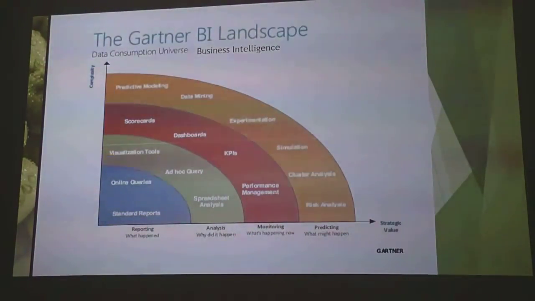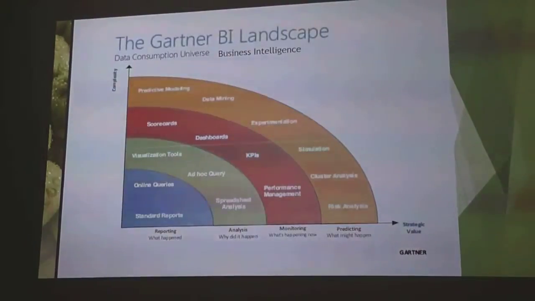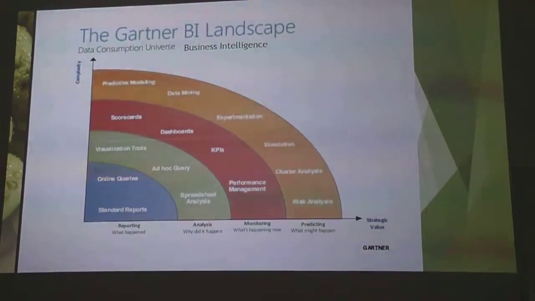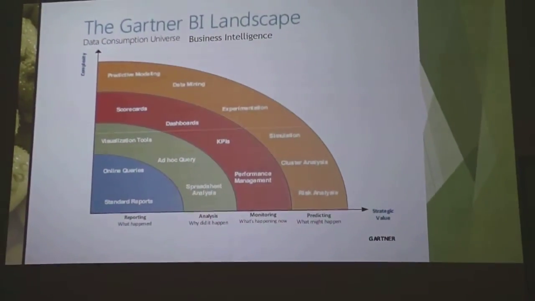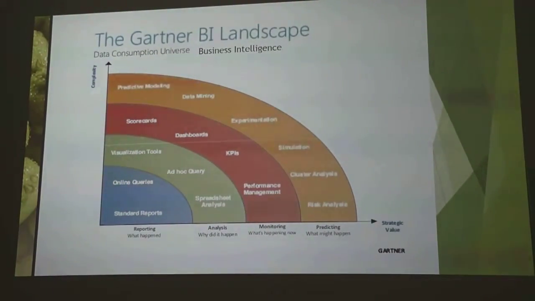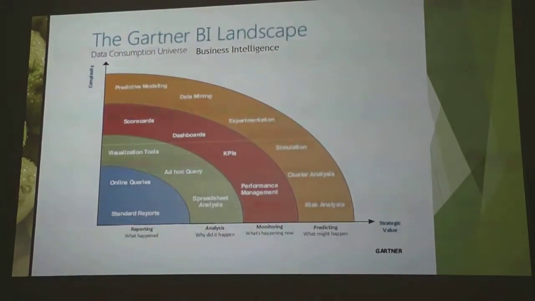This picture is about the Gartner BI landscape, the segments of the BI task, like reporting, analysis, monitoring, and predicting. Reporting, analysis, and monitoring are mostly the same thing, but predicting is achieved by data science algorithms, and some of them are built into Power BI, like clustering or forecasting.